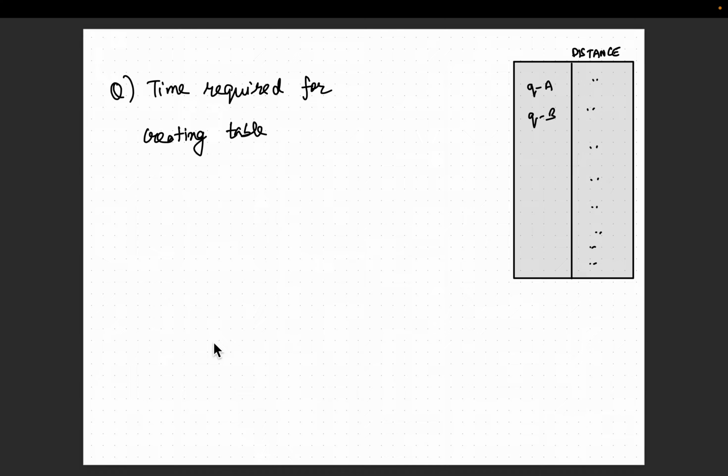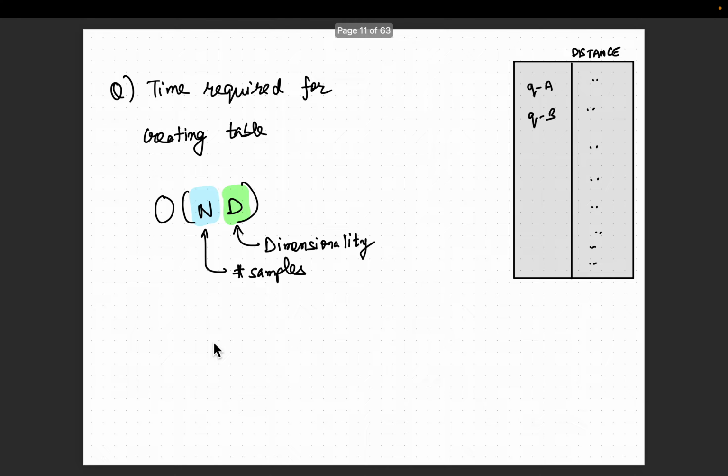Okay, what is the time required for creating a table like the following? We have n points in the training data set. Order of n times D, where D is the dimensionality, n is the number of samples in the training data set. Is this a problem? Why or why not?